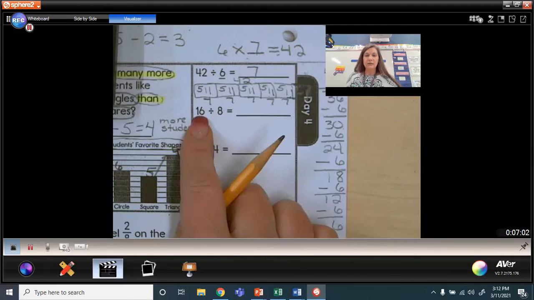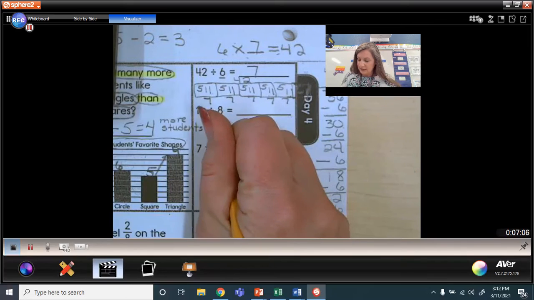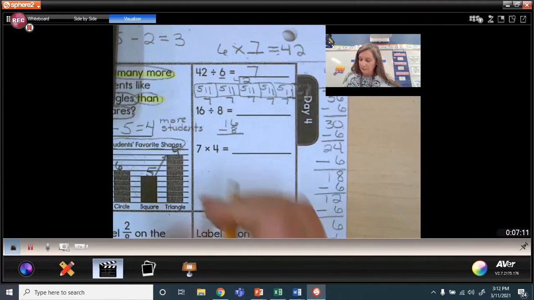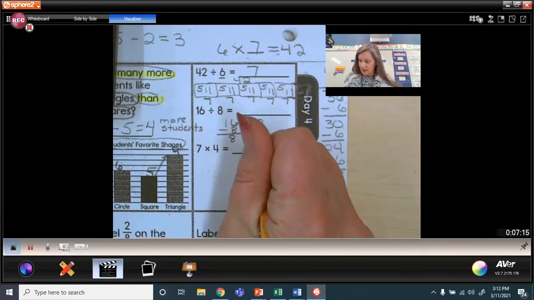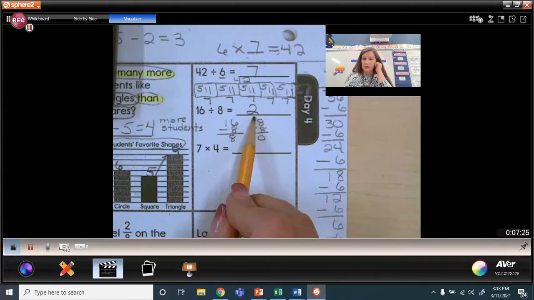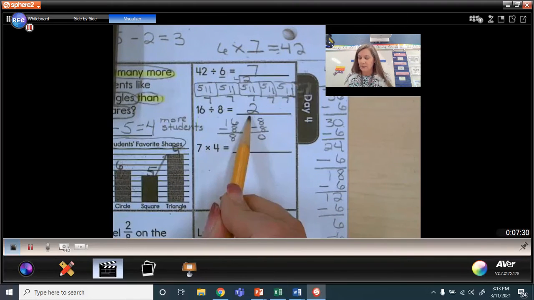Now, let's take a look at 16 divided by 8. If I take these 16 objects and I take away 8, I'm left with 8. And if I take 8 and subtract 8 more, I'm left with 0. How many groups of 8 was I able to subtract? 2. So, my quotient, remember, this is your dividend, divisor, quotient.